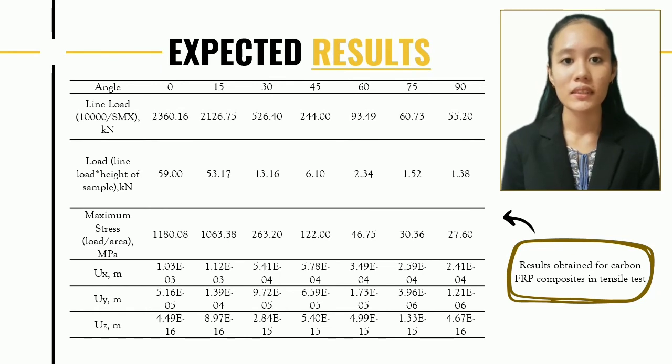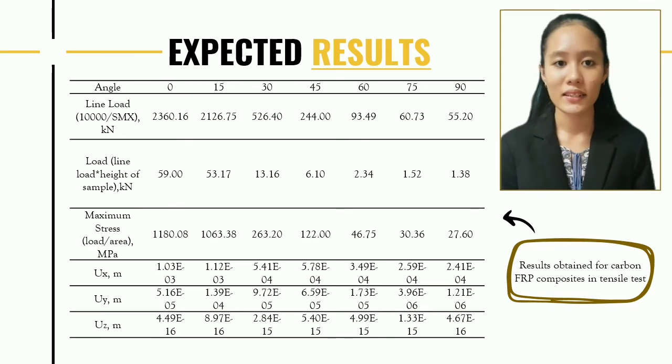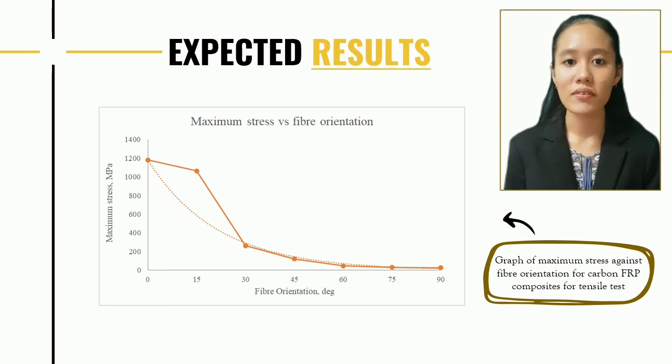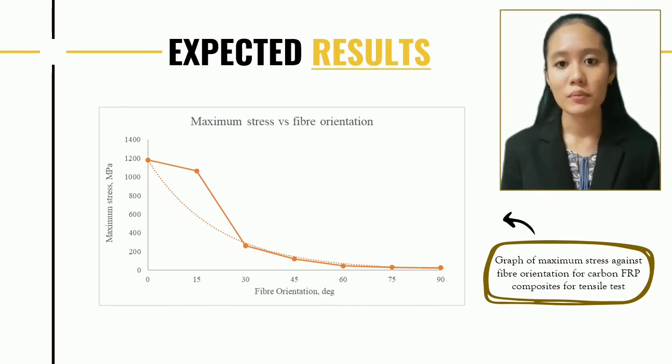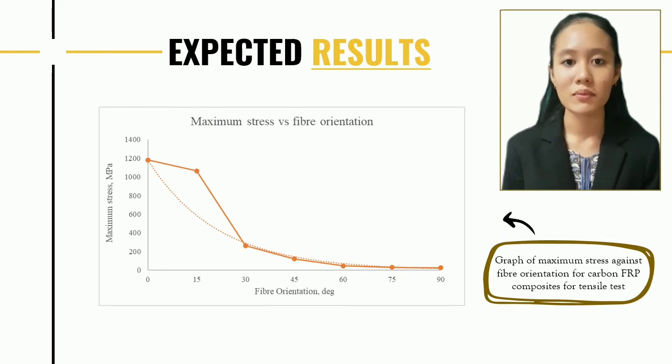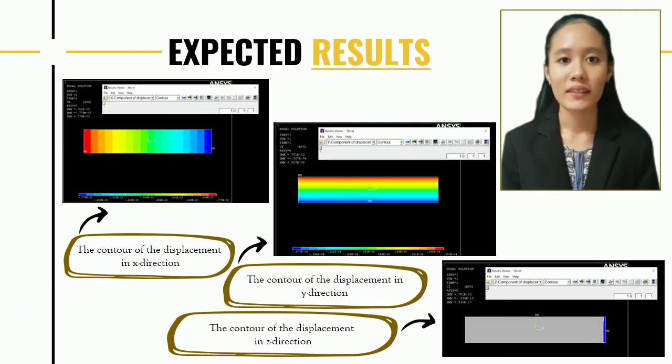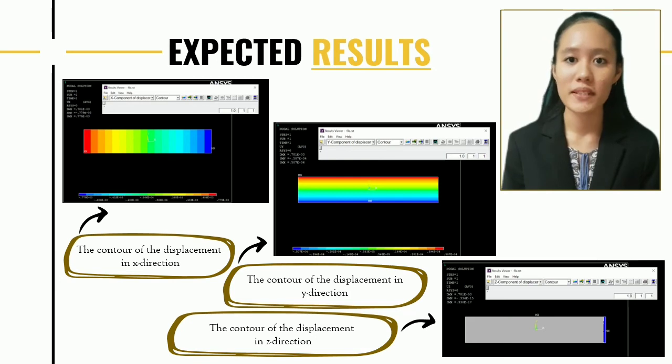The table shown is the result obtained for carbon FRP composites in tensile tests. From the results, the graph of maximum stress against fiber orientation for carbon FRP composites for tensile test will be constructed. The trend line also shows that the maximum stress will decrease as the fiber orientation increases. Shown are the examples of contour of displacement in X, Y, and Z direction.